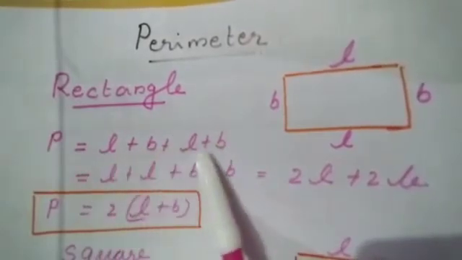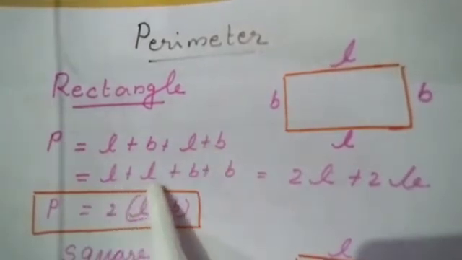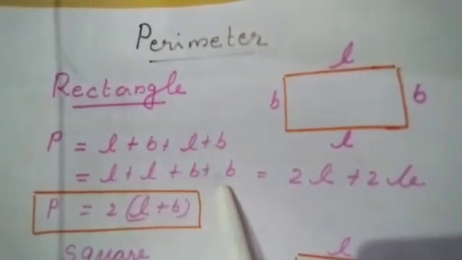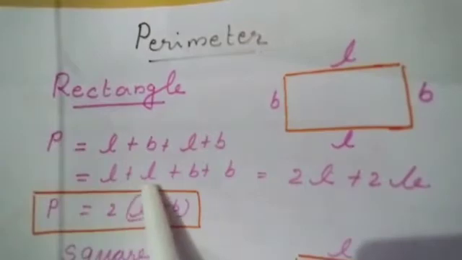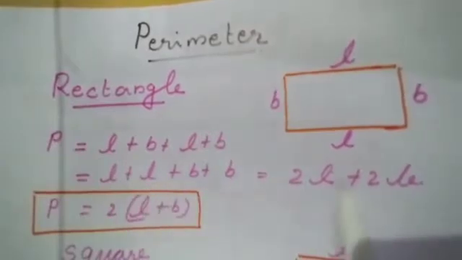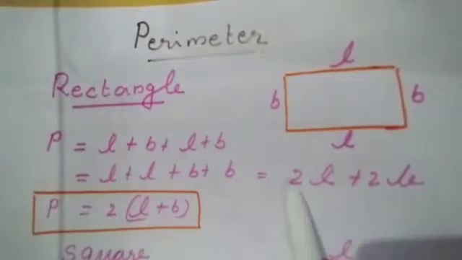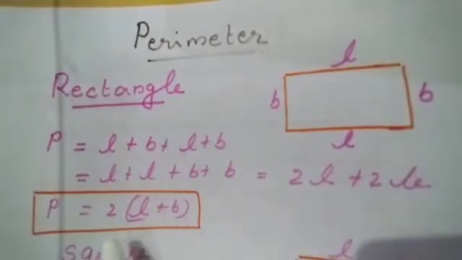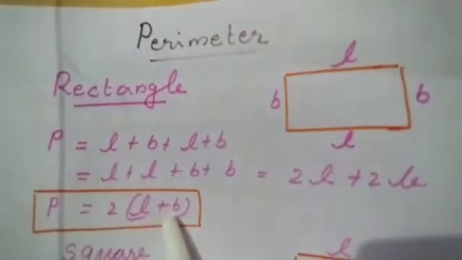Then we arrange these letters: length plus length plus breadth plus breadth. That is 2L plus 2B, 2 length plus 2 breadth. Then 2 is common, so we take it out. Then the formula becomes perimeter equals 2 into (L plus B). The perimeter of the rectangle is 2 into (length plus breadth).